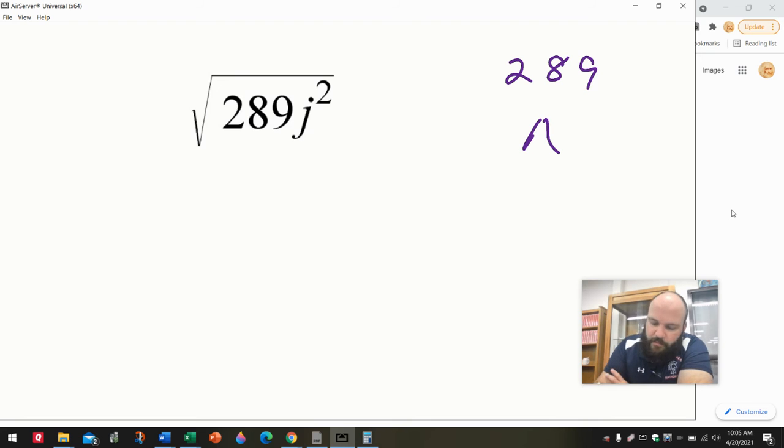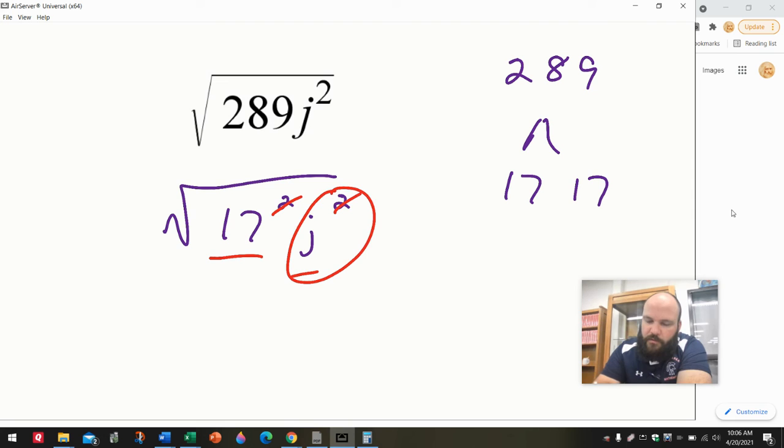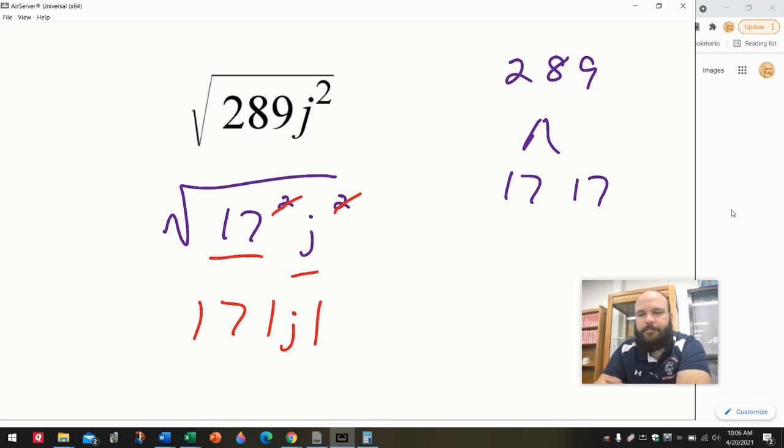So how are we going to rewrite that? Well, that's 17 times 17. So now let's rewrite this as 17 to the second, j to the second. Now that I have it rewritten as squares, we will underline and cancel the square just like that. And you can see both of the terms, the 17 and the j, will come out of the square root. Keep in mind, the j was even power. When it comes out, it's going to be j to the first, so it's going to be odd, which means it needs to have absolute values put around it. So we will be left with 17 absolute value of j.